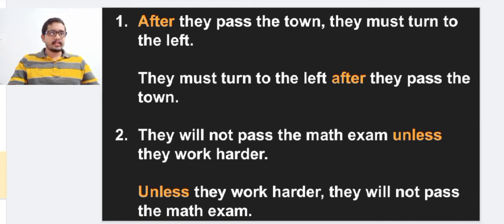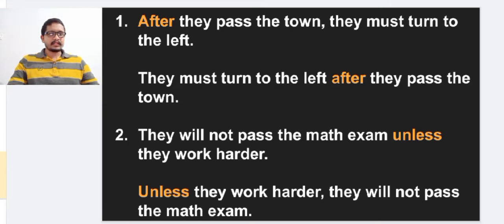Here, they must turn to the left is the independent clause because it can stand by itself. They must turn to the left. We are getting a complete sense. But after they pass the town, what happened? There is a question. So it's not complete. So after they pass the town is a clause in the category of dependent clause. It is always dependent on the independent clause. So after they pass the town is the dependent clause here because it's not giving a complete sense, and they must turn to the left is the independent clause.